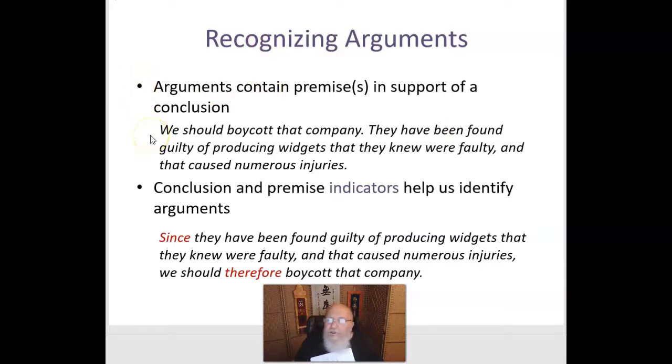For example, this example from your book: we should boycott that company. They've been found guilty of producing widgets that they know were faulty and that caused numerous injuries. The conclusion is we should boycott that company, and then the other statements are premises. And there are things called conclusion and premise indicators that can help us identify arguments. Since they have been found guilty of producing widgets that they knew were faulty and that caused numerous injuries, we should therefore boycott that company. Therefore is what we'd call a conclusion indicator, and the word since we could call a premise indicator.